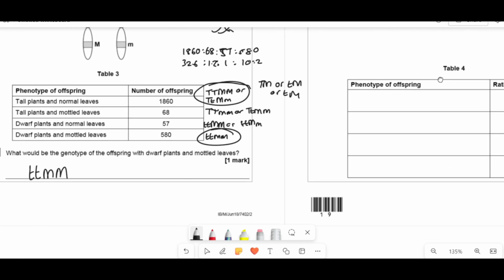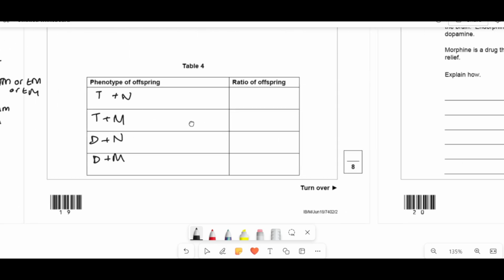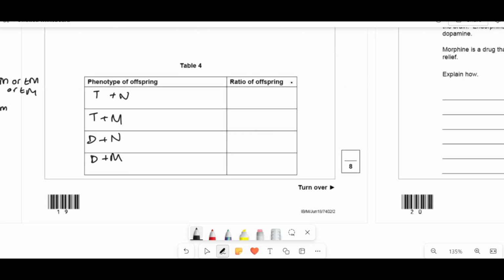So these 9331 ratios would be tall and normal, tall and mottled, dwarf and normal, and then dwarf and mottled. All the recessives, a mixture of the two, and then all of them being big T, little t, or big M, little m. And you would get your nice 9331 ratio.